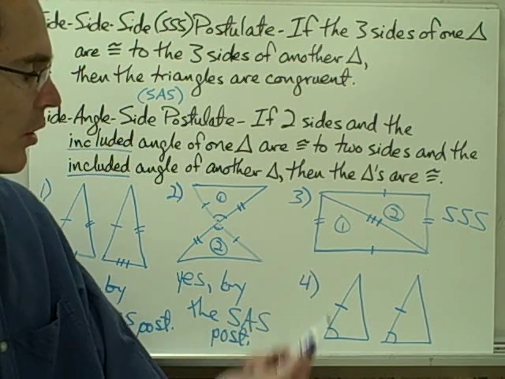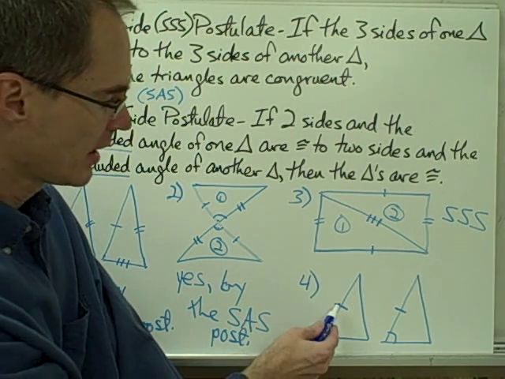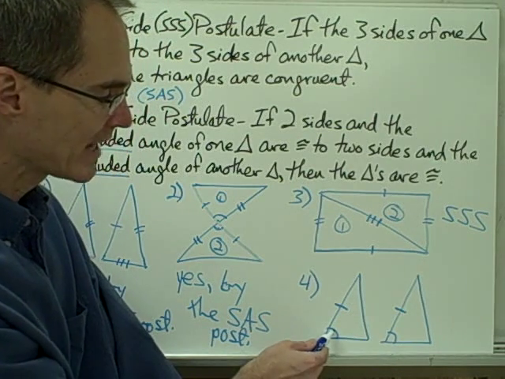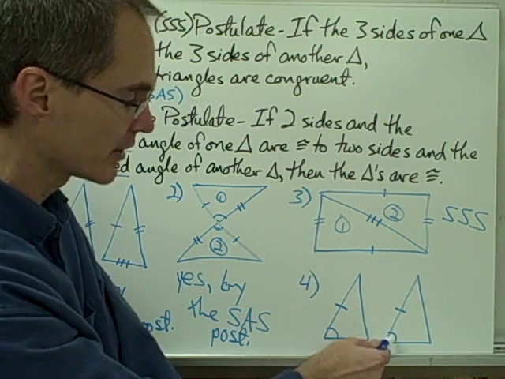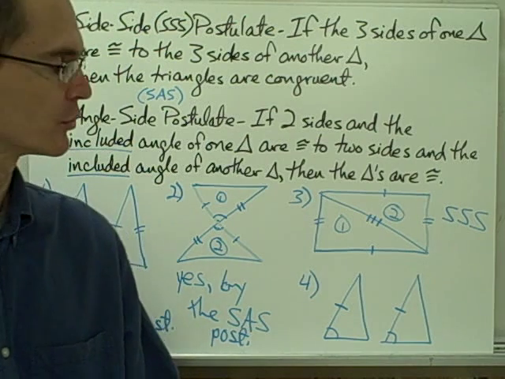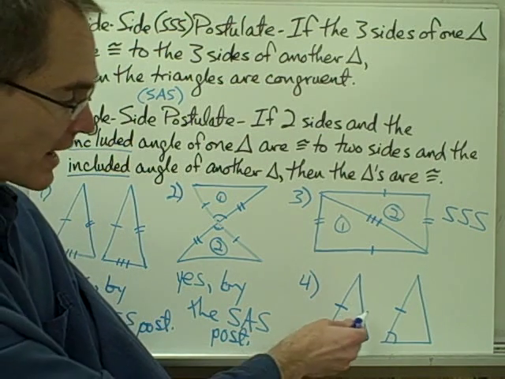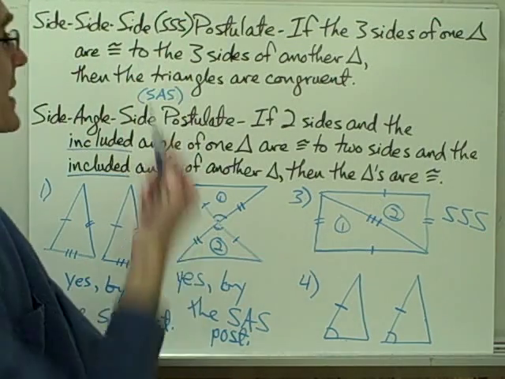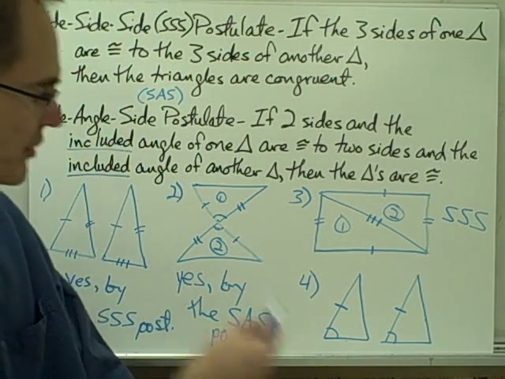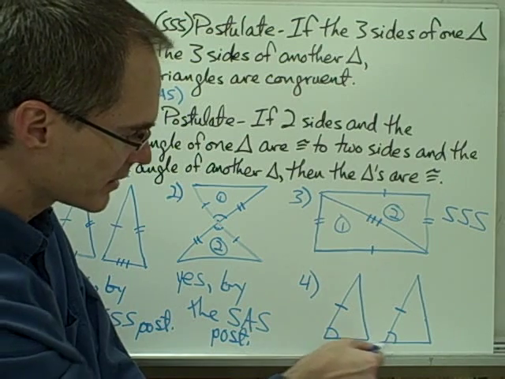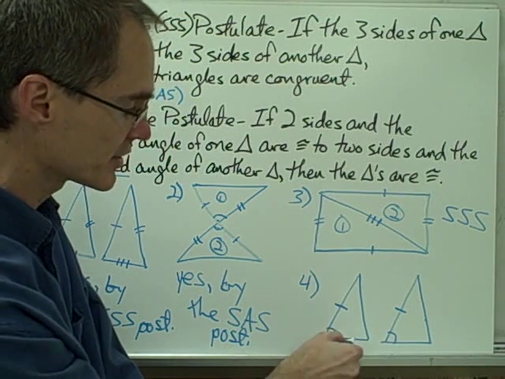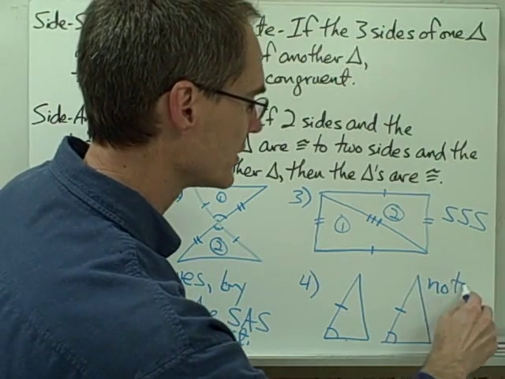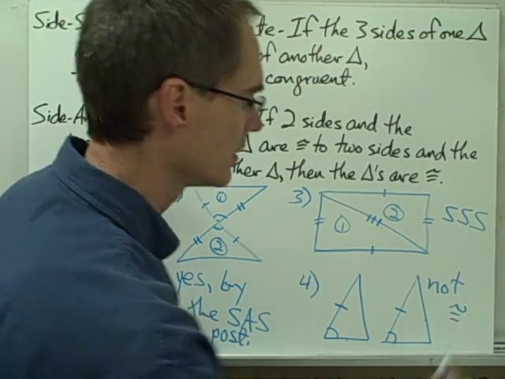Now example number 4. Here I have an example where I've got one side on this triangle congruent to one side on this triangle, one angle on this triangle congruent to one angle on this triangle, and now I don't have any other congruence information. I don't have this side congruent to this side and this side congruent to this side, so I can't use side, side, side. I don't have a third side. I would need this side right here congruent to this side right here in order to use side, angle, side. I don't have that. Therefore, I have to say that these two triangles are not congruent.